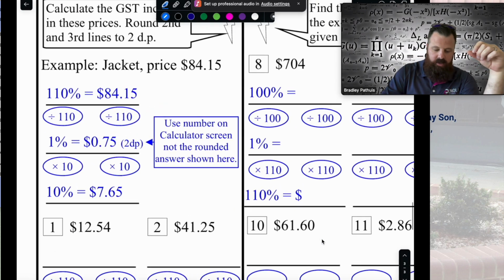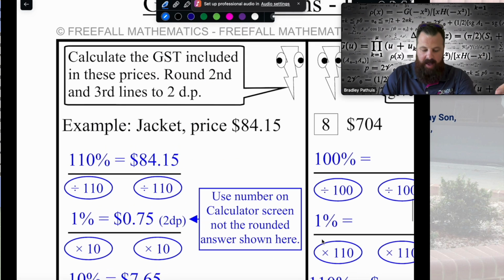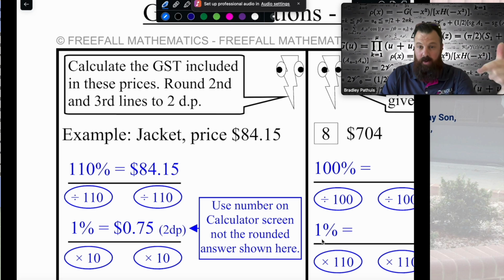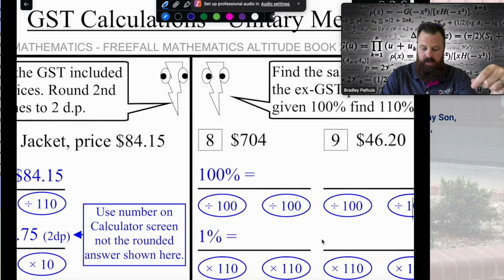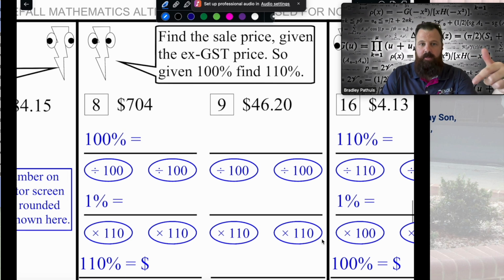Finally, your worksheet is set up for you to do it. It's set up with our circles. 110% divided by 110 gives me 1%. I times 1% by 10 to get my GST. That first column is all about finding the GST. The second column, again looking at the blue, how it's set up, is to find the sale price given the price excluding GST.